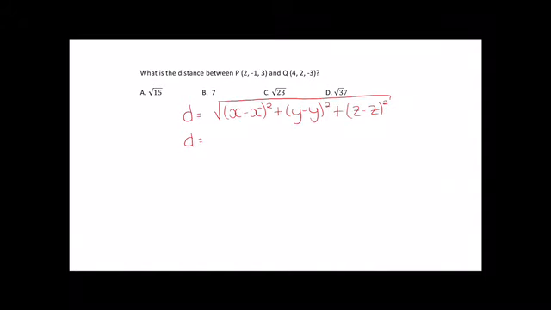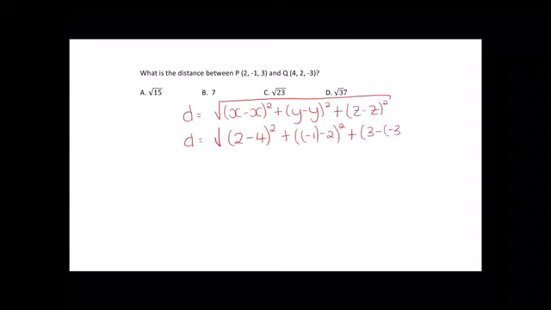Now, normally we would label them x1, y1, z1, but because we're just taking them away, as long as we're doing the p coordinates take away the q or the q take away the p, it won't make any difference. So I'm going to be doing p take away q. So I'm going to do x coordinate of p, which is 2, take away the x coordinate of q, which is 4, and I'll need to square it. Then I'm going to do -1, take away 2, which is my y coordinates, and then I'm going to do 3, take away -3, watch out for your negatives, which is my z coordinates.